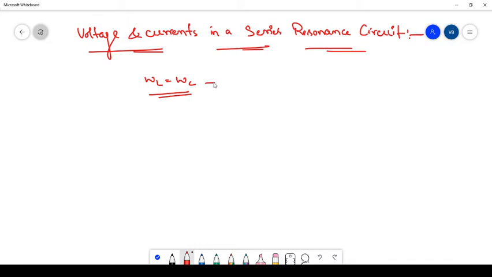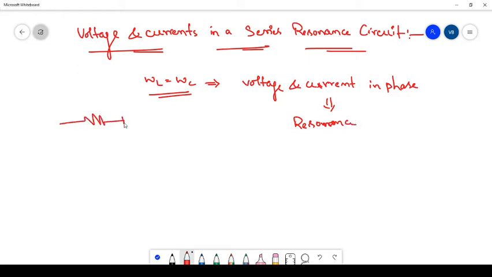If we match these two frequencies, at that situation voltage and current, these two parameters, are in phase. This condition is called resonance. We already finished this one. So how does series resonance occur? When a resistor, inductor as well as capacitor are connected in series, there will exist a series resonance circuit.